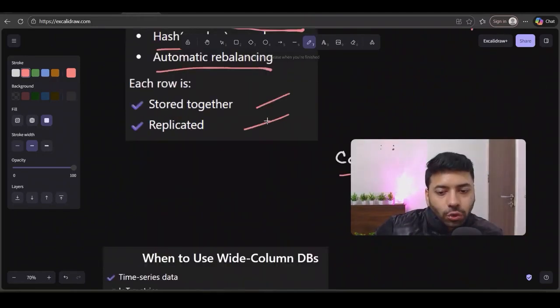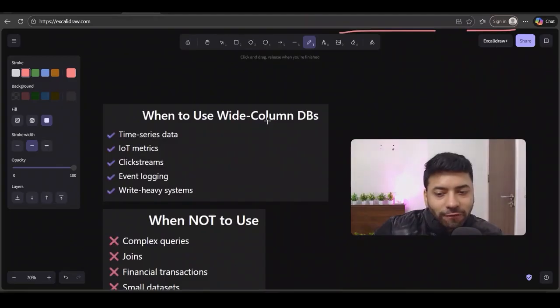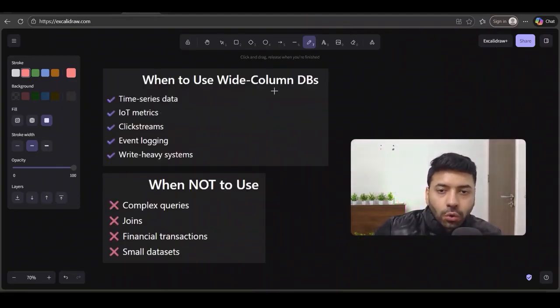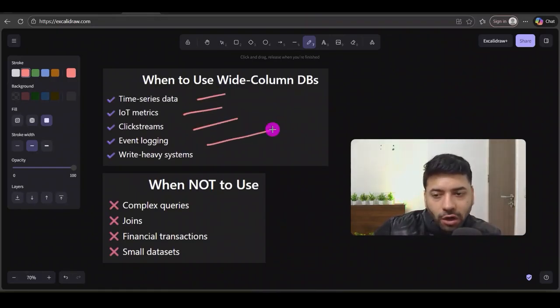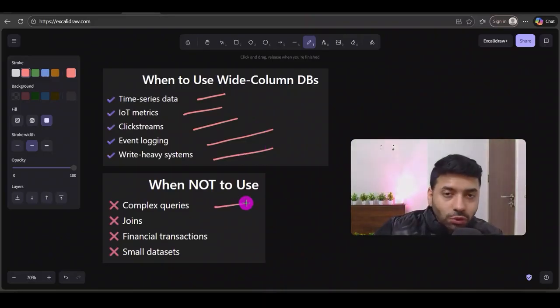Next, let's see when to use a wide column database and when not to. You can use it for time series data, IoT metrics, click streams, event logging and write-heavy systems. When not to use it: for complex queries, as we saw the queries are quite restricted because you need to know the row key and the column families. Similarly, do not use it for joins, financial transactions, and small datasets.